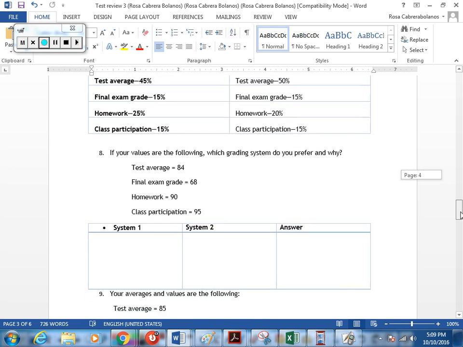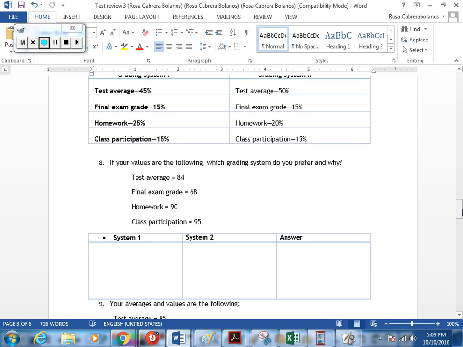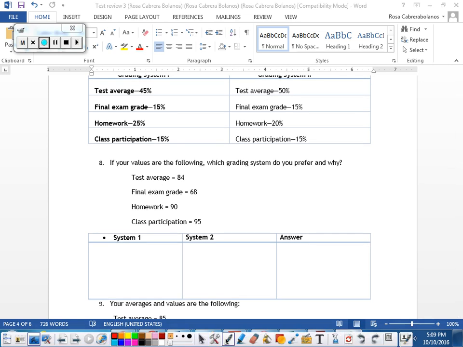The grading system, I'm only going to do half of each. So this is an easy one. If they're giving you the grades, and you want to calculate your grade, I'm going to start by doing 84 times 0.45, and then 68 times 0.15, and then 90 times 0.25, and finally 95 times 0.15.